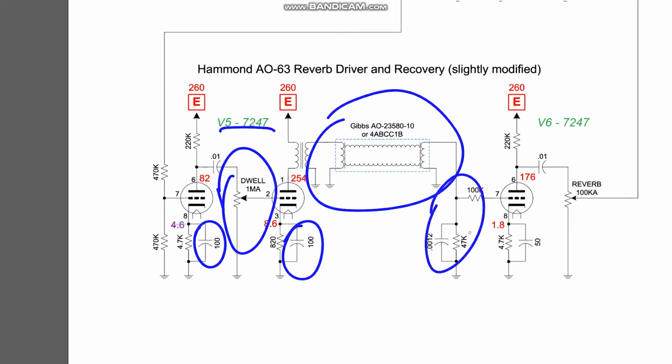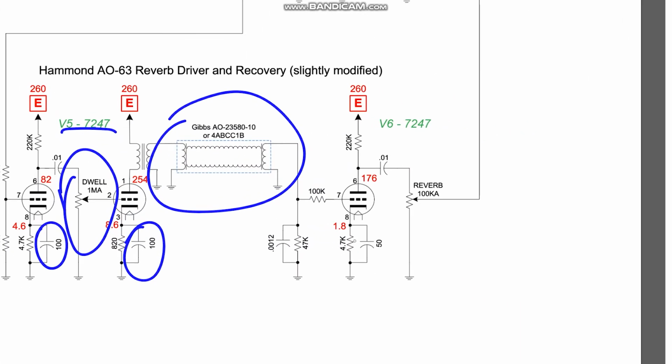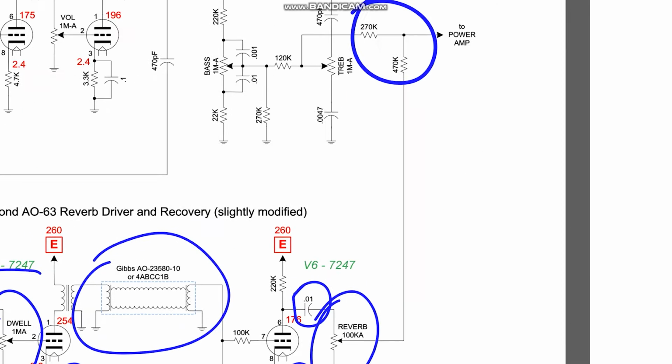Another little divider network here. Let's see, coming over here, more standard value coupling capacitor, or actually bypass capacitor. More standard value coupling capacitor, pretty standard 100K reverb potentiometer.